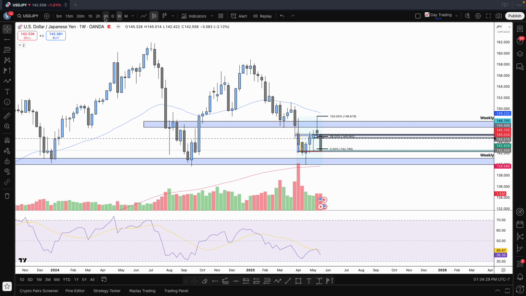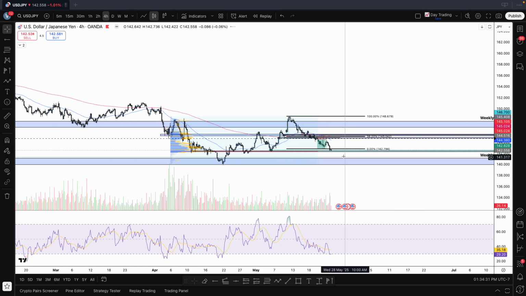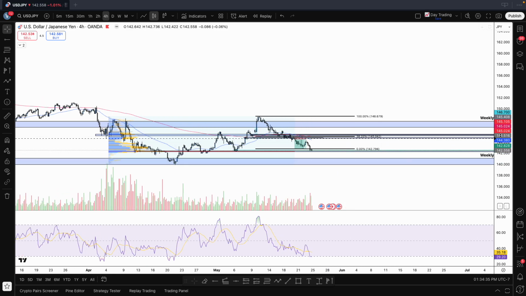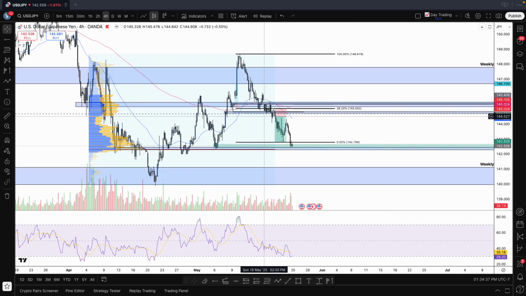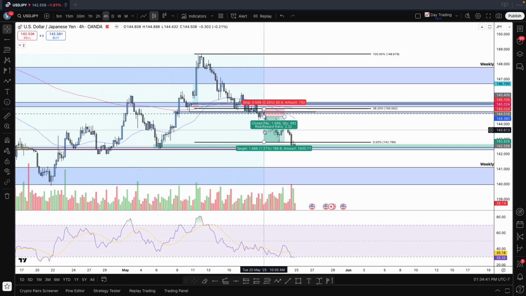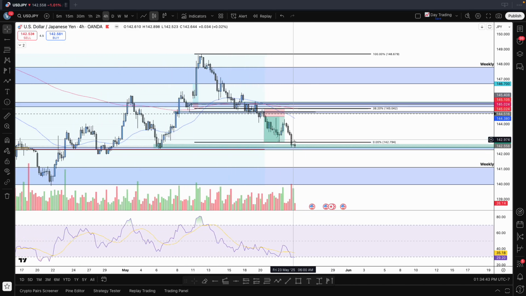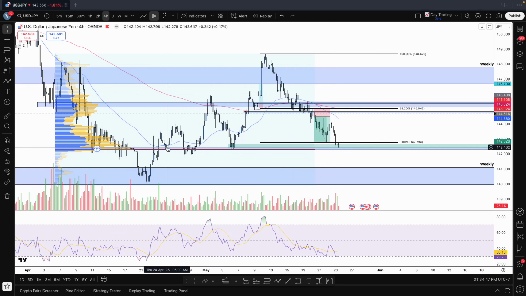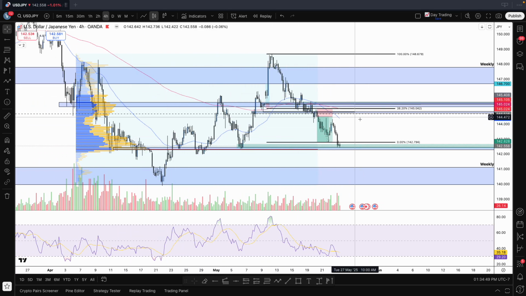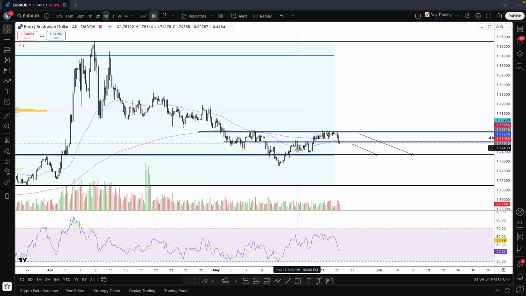Either way, once I get this entry, if I do, I'm going to be targeting this area all the way down here, completing this daily head and shoulders, and also rejecting this weekly area of structure. If I don't get a rejection, then I'll just be waiting for a break and a retest of this area somewhere deep over here, probably somewhere up here, and then I'll look to go short.